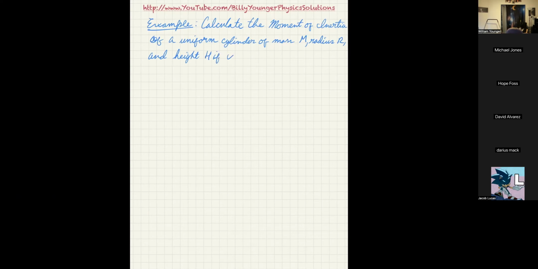If it is rotated about a perpendicular axis through its center of mass.